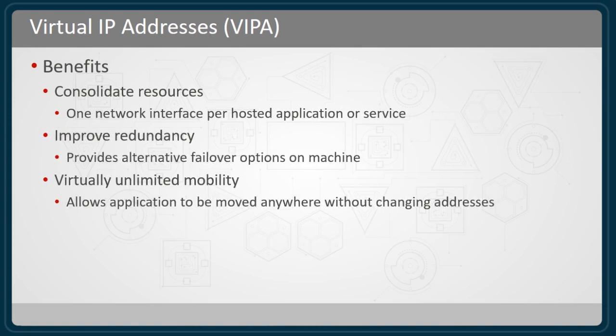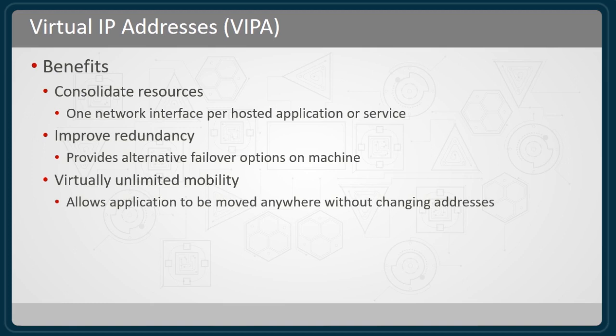So in terms of benefits, you consolidate the resources. You have one network interface per hosted application or service, again, from the perspective of the client. It's always just one address. You can improve the redundancy. Again, provide this alternative failover option on a machine. That's the cluster. The primary server has failed. Failover to the secondary machine. This allows services to continue.